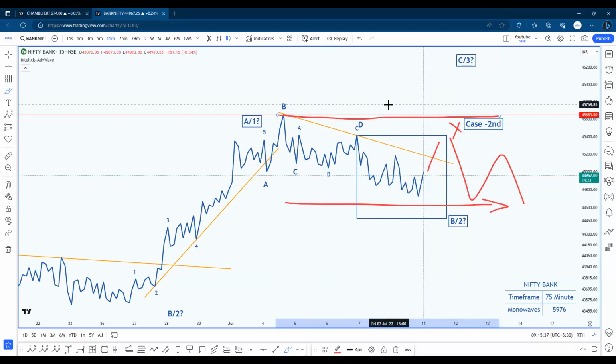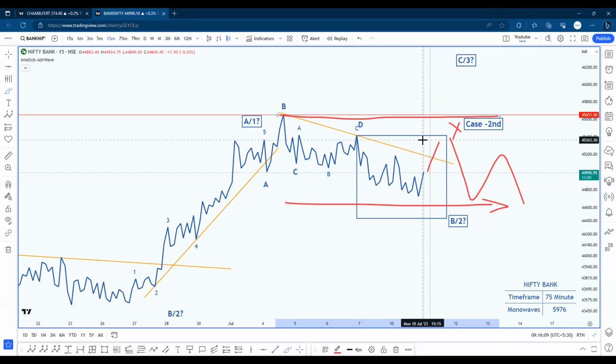So this is just the analysis for case first and case second, both the cases. What we need to do in case first or case second is just wait for the confirmation. If it is not confirming, or it's going to be sideways, it's very clear it's making an X wave. If it is an X wave, then the market is going to be sideways for a little bit longer. So maybe the whole week is going to be sideways itself.